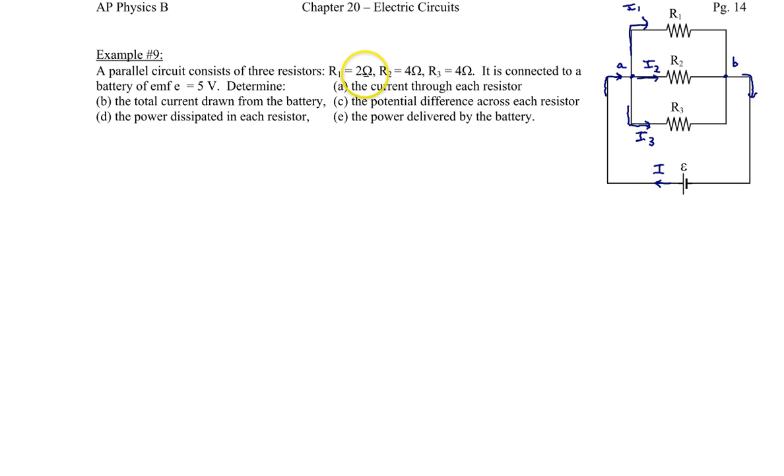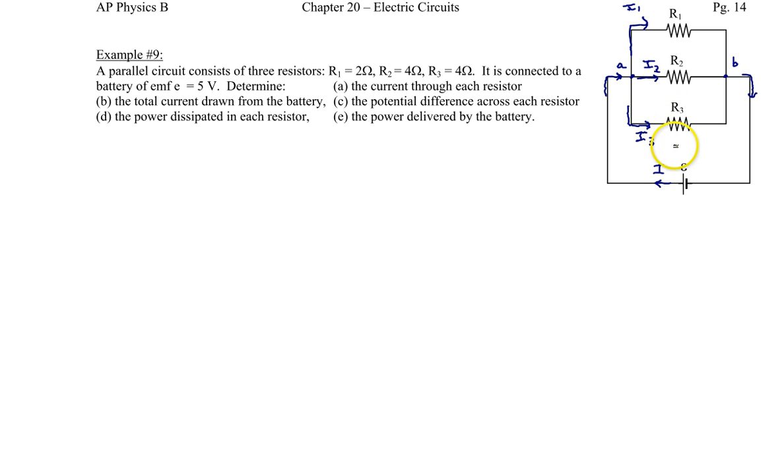So we have 3 resistors of 2 ohms, 4 ohms, and another 4 ohms. Now on the note packet I accidentally wrote this as W, but they really should be ohms. And the battery is a 5-volt battery, and we're assuming this is an ideal battery with no internal resistance. So first thing we're going to do is try to find the individual currents through 1, 2, and 3.